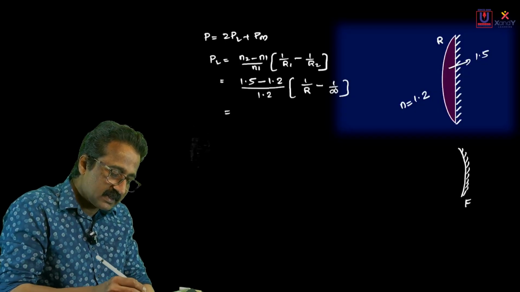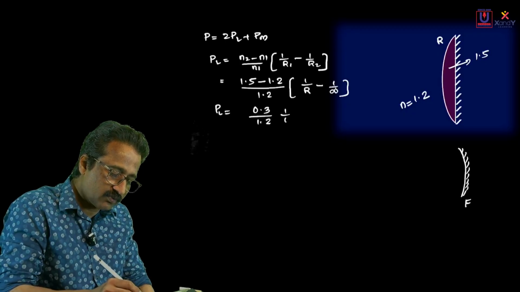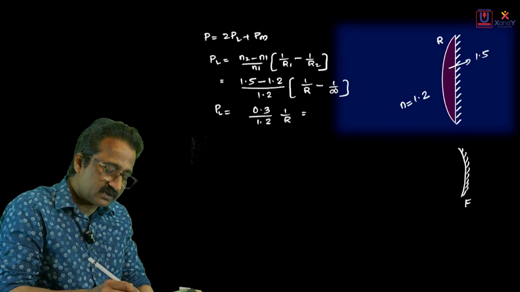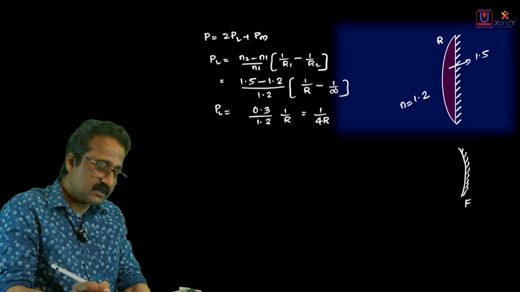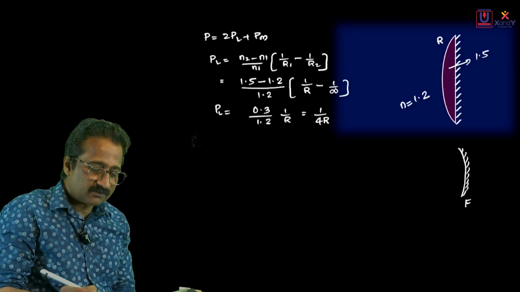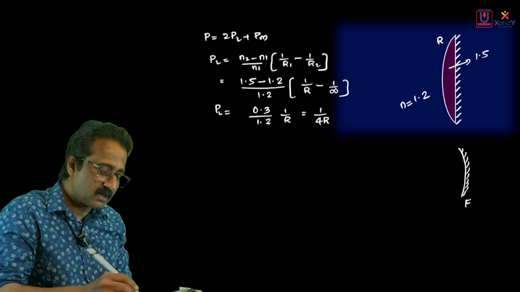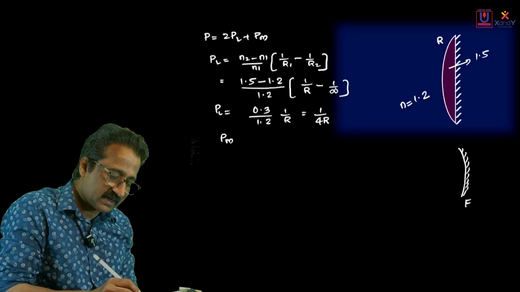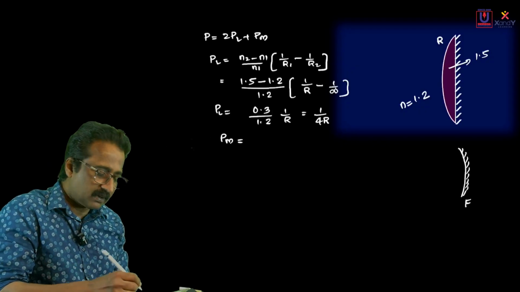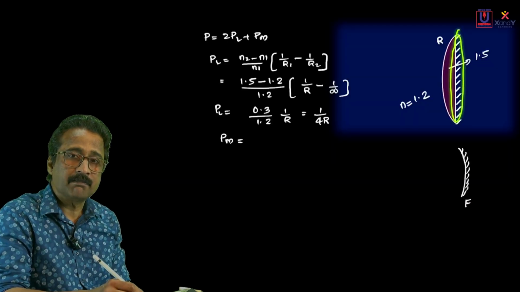That is the power of the lens part. 1.5 minus 1.2 is 0.3 divided by 1.2, into 1 by r. 0.3 by 1.2 is, yes, 1 by 4r. Therefore, the power of the lens part is 1 by 4r. You have to put this value of PL in the above expression. Let's come to PM before that. Now PM, the power of the mirror. You know that the second part of the system is plane. It's a plane mirror.